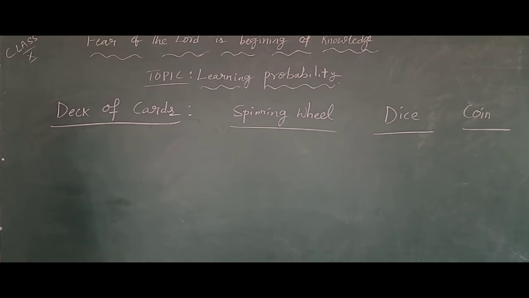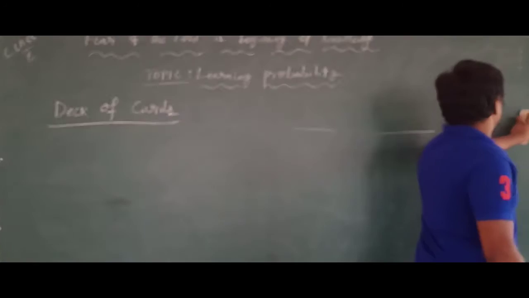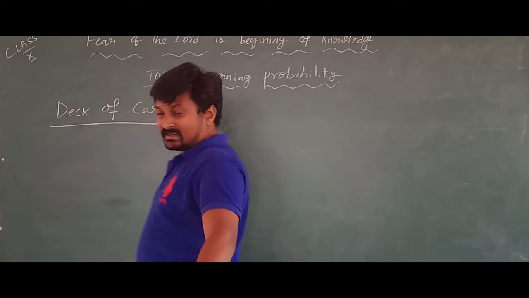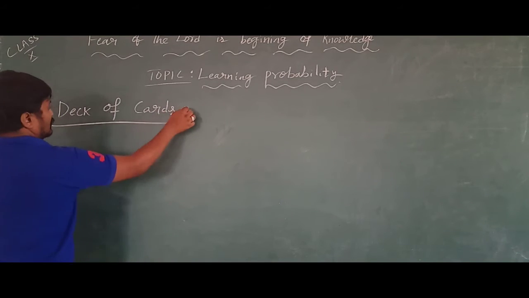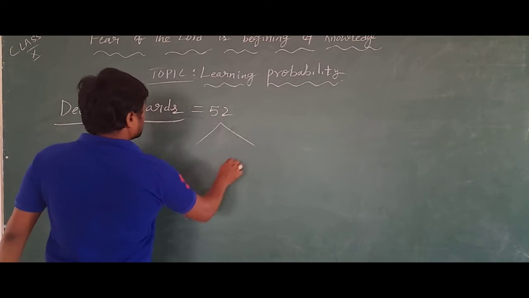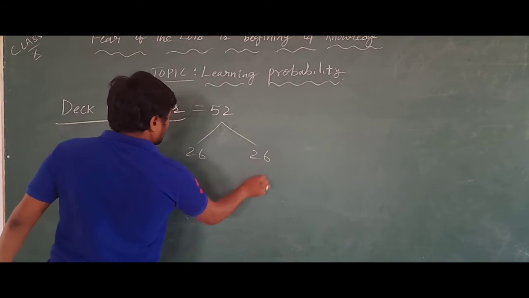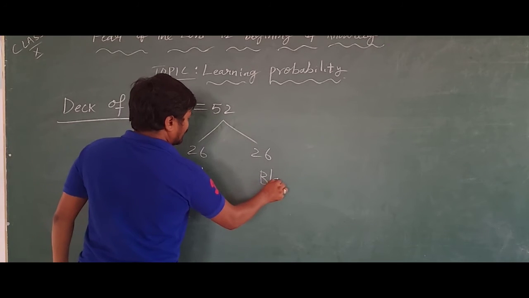Let me rub out the remaining three: spinning wheel, dice, and coins. We'll discuss each topic in detail. Let me discuss the deck of cards now. I hope you all have played with a deck of cards at home. Do you know how many cards there are? 52. It is divided into two equal parts, 26 and 26: 26 are red color and 26 are black color.